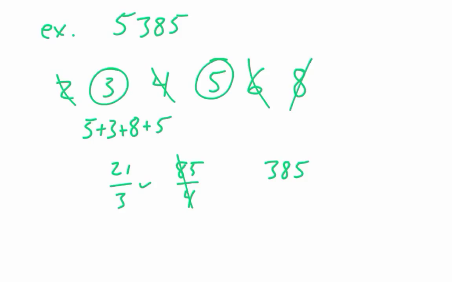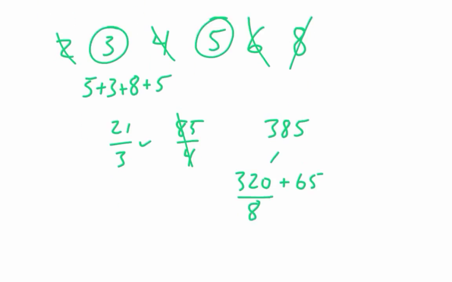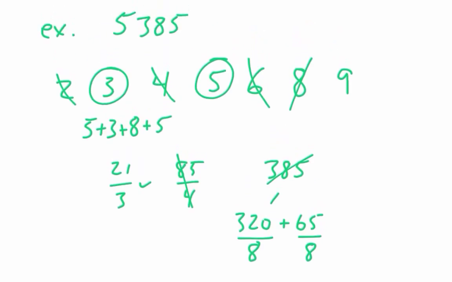But you could say, well, 385, okay, that's 320 plus 65, right? So this is divisible by 8, but is 65 divisible by 8? Nope, we're one number off. It'd have to be 64. So not 8. 9. 9 was add them all up, which gives us 21. Is that divisible by 9? Nope, so 9 is not an answer. 10, how about 10? Nope. So 5,385 is just divisible by 3 and 5.